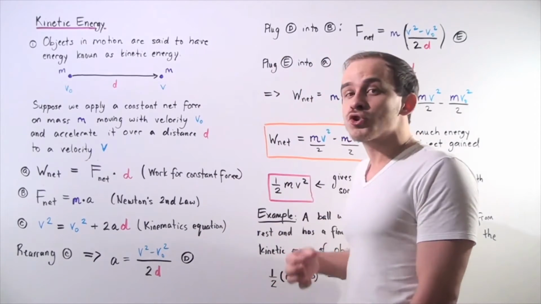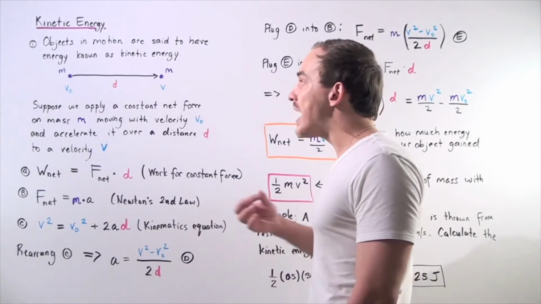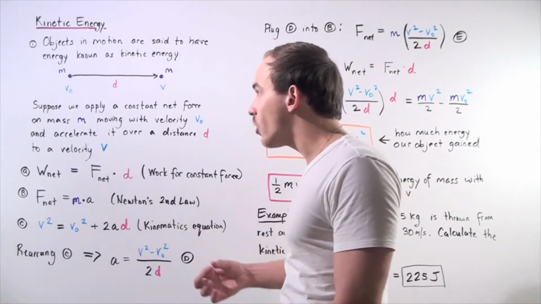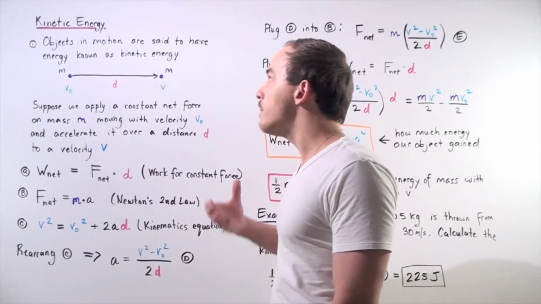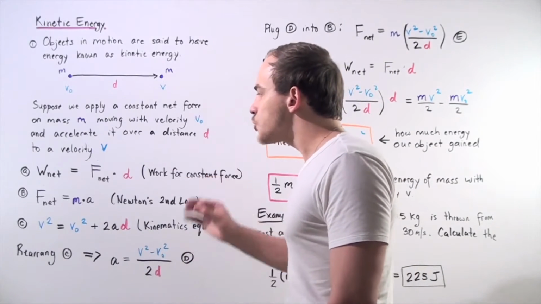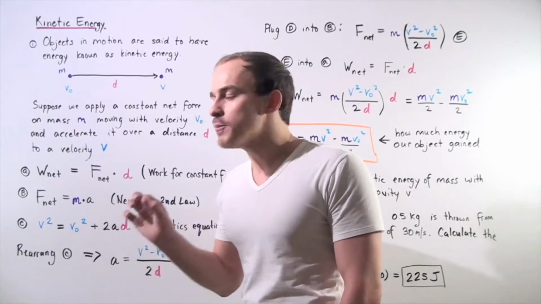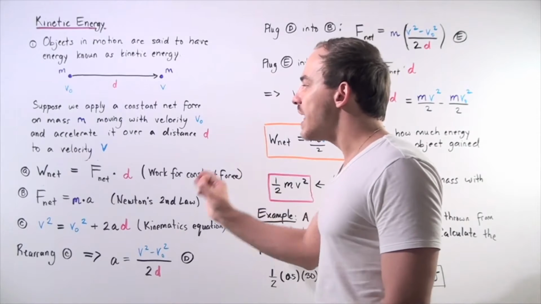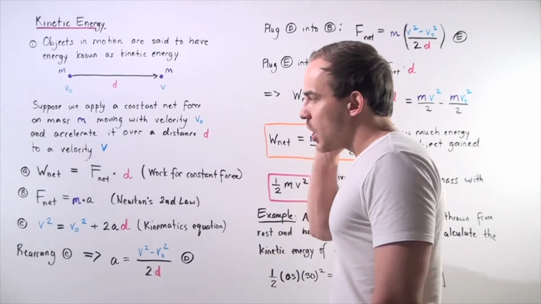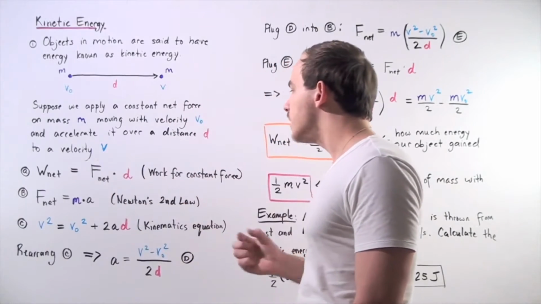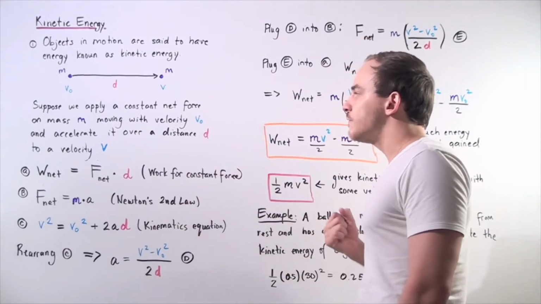So work is a transfer of energy. So we're transferring energy to our mass, and our mass is therefore gaining velocity. Our mass is gaining more kinetic energy. So let's try to figure out how much more kinetic energy our object has at the end than at the initial point. So let's begin by using our formula for work for a constant force.